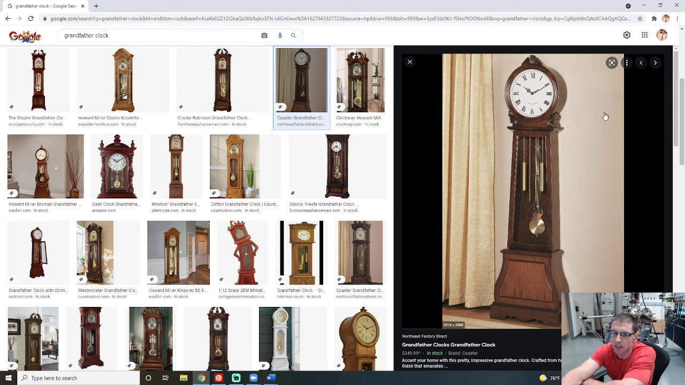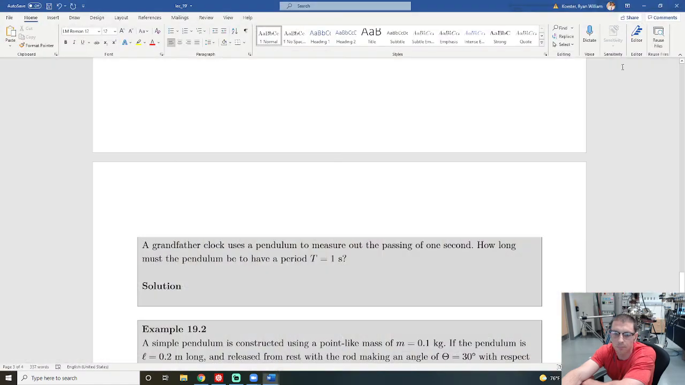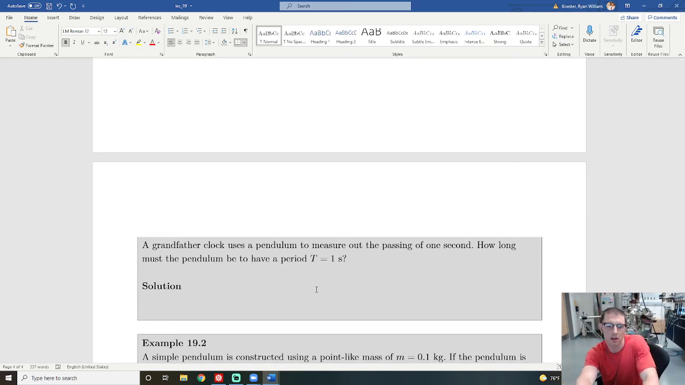And so let's imagine that, in this case, it's a simple pendulum. So we want to figure out how long the pendulum must be to have a period of 1 second. And we want this because that's the base unit for time, 1 second. So let's see what this looks like.